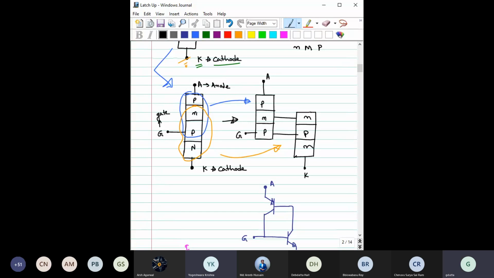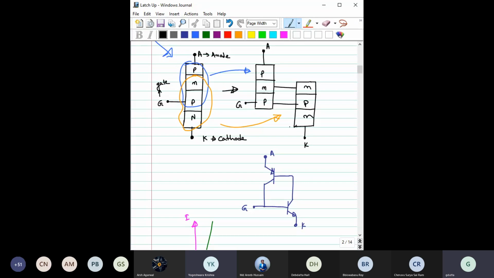So this four layer structure can be represented like this: the PNP and this NPN, where these two ends are the same. So basically they are shorted. These two P are the same, so basically they are shorted. And you have the gate terminal here. So I can write it like this.